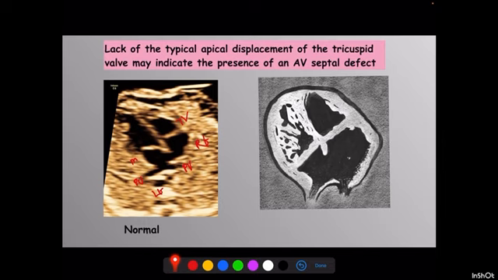Sometimes the basal 4-chamber may not give you the real picture about the offsetting of the valves, and there is a possibility of missing the partial AVSDs especially. Now, in this picture you can see that there is lack of offset, and this is how partial AVSD appears.